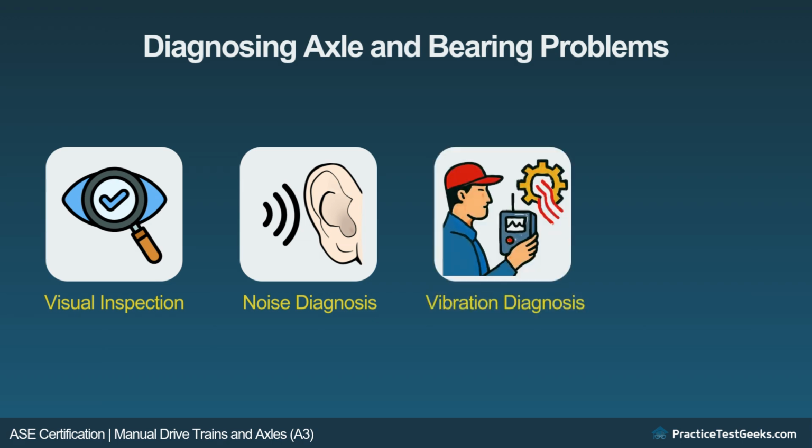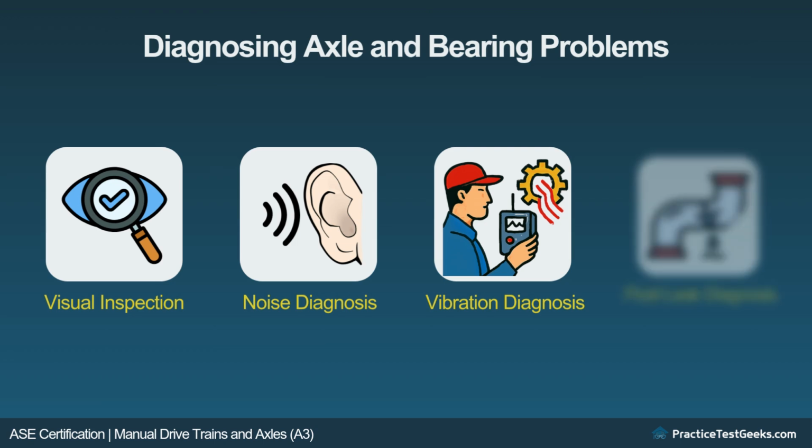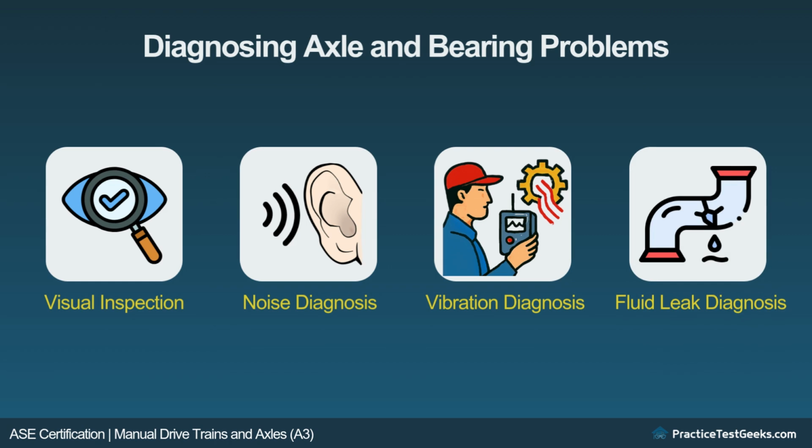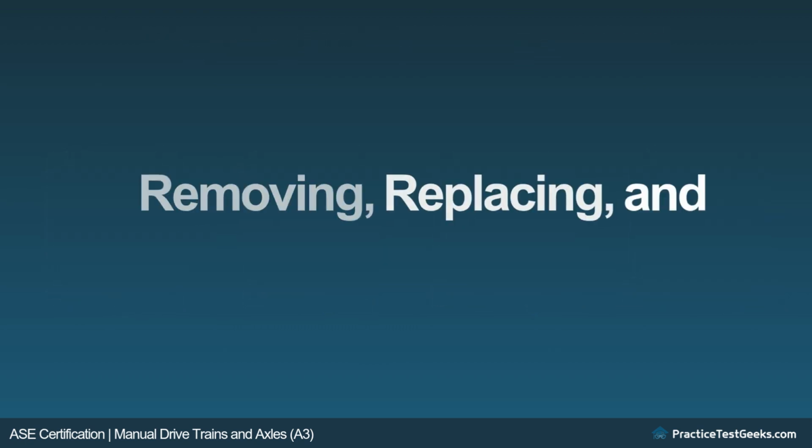Vibration diagnosis. If you notice vibration, check the condition of the axle shafts, bearings, and U-joints. Also, inspect the drive shaft for imbalances. Fluid leak diagnosis. Inspect the axle seals and differential housing for leaks. Use a fluid dye or UV light to help locate the source of the leak if necessary.